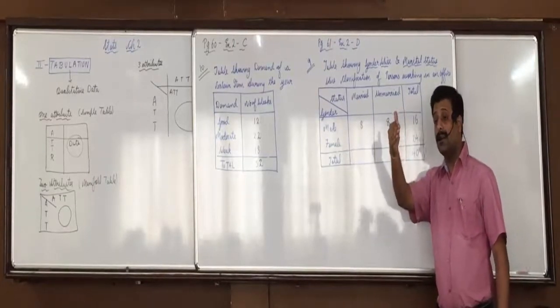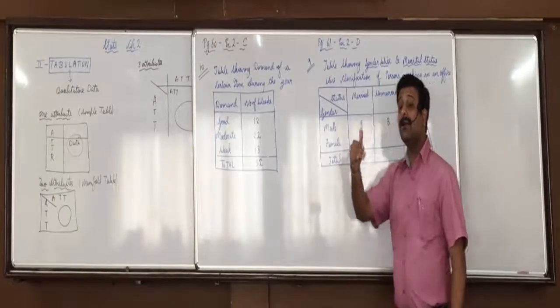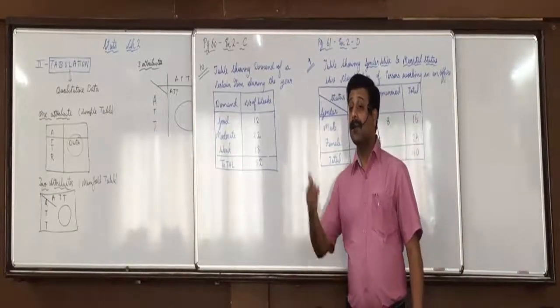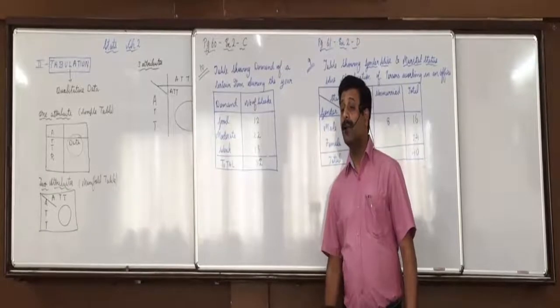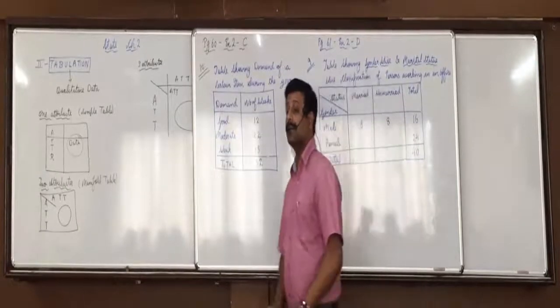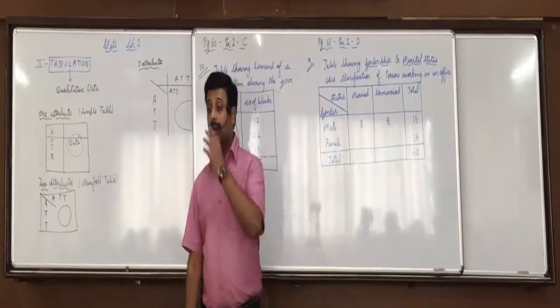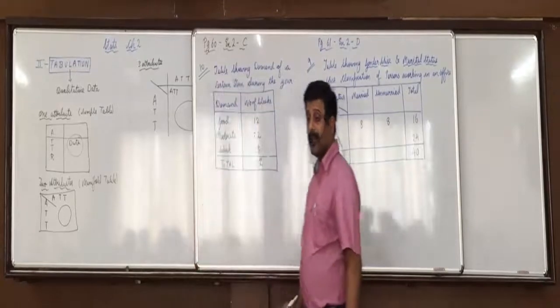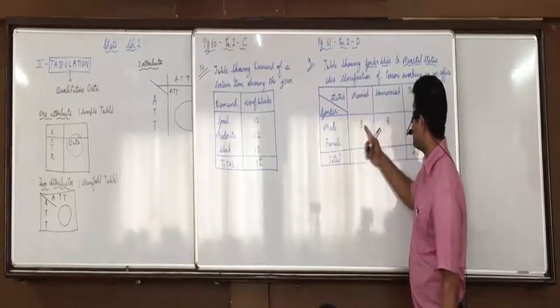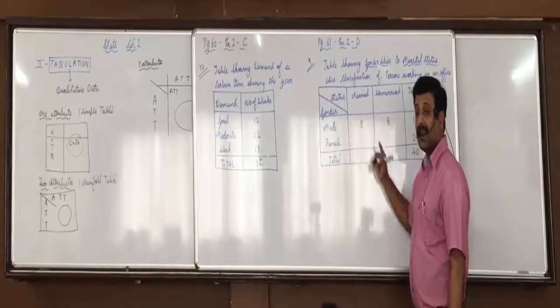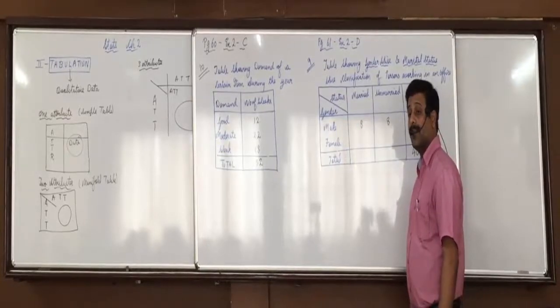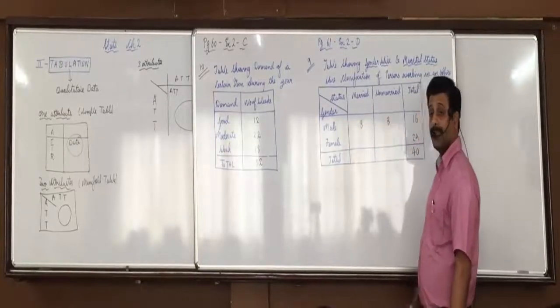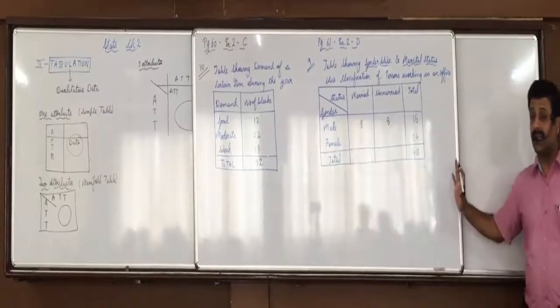You have the calculator? 16 into 50%. What do you get? 8. Out of 16, 50%, that is 8 are married. Plus minus, how much do you get? Remaining 8 are unmarried. Are you all clear with this portion, everyone?